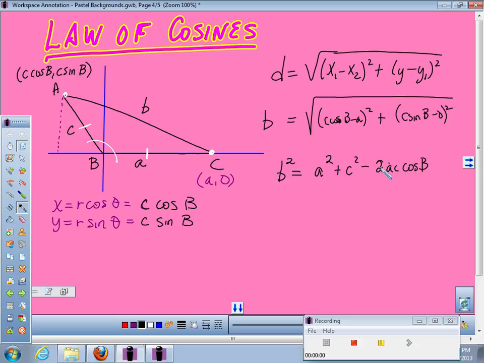When you FOIL it all and you combine terms, you'll end up with that lovely mess, which actually isn't as hard to remember as it looks. You'll notice if you are solving for side b, what letters are all over here? The sides are always a's and c's. So it's a squared plus c squared minus 2 times those same two sides, a and c.